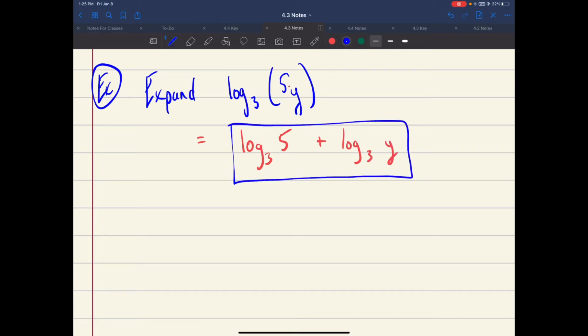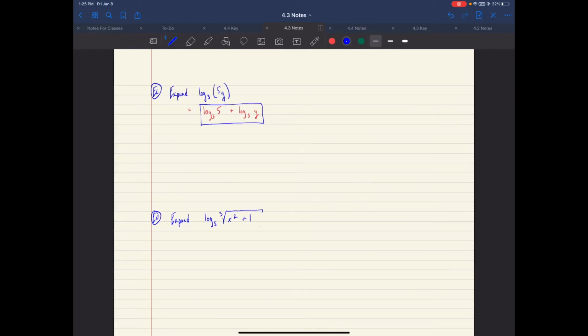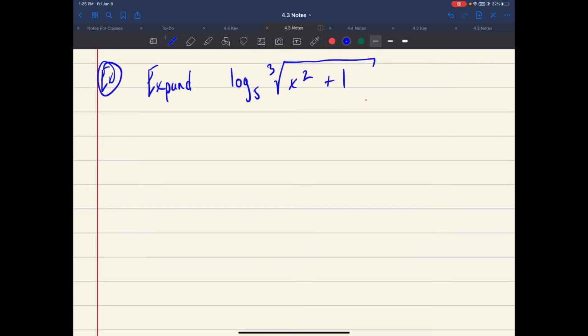And since we have no exponents, we have nothing multiplied inside the logs. That's how you know you're done. All right, let's go to this one.